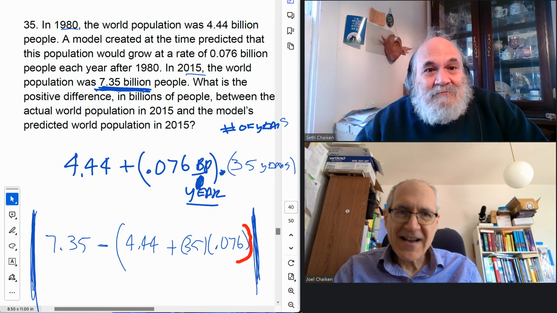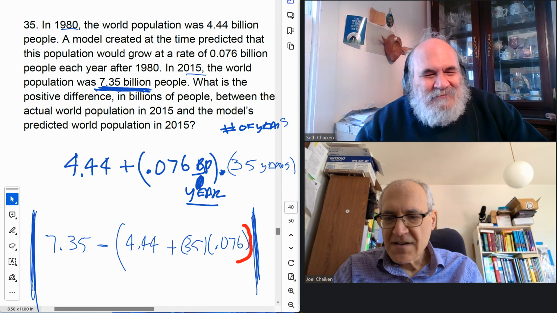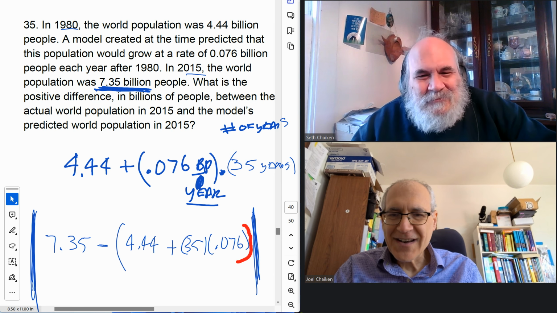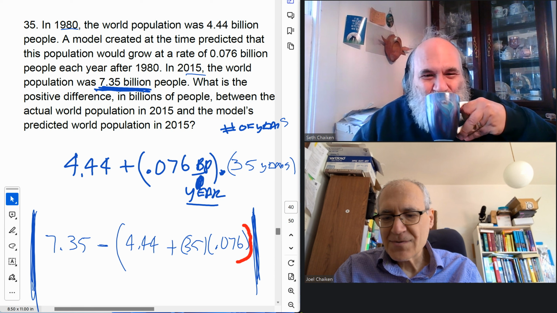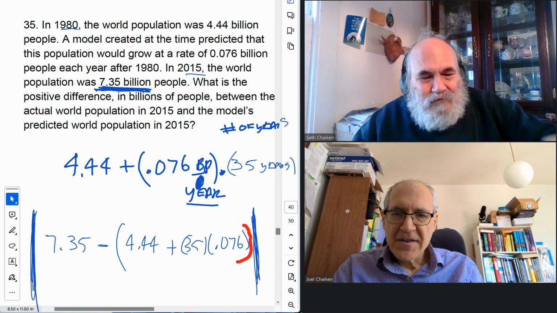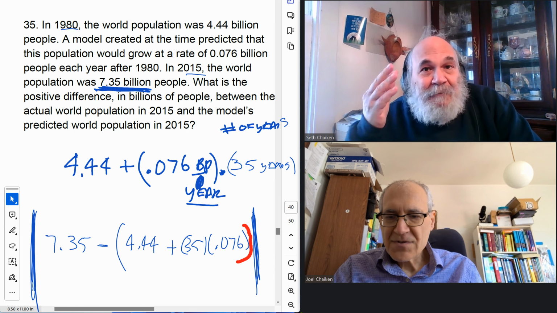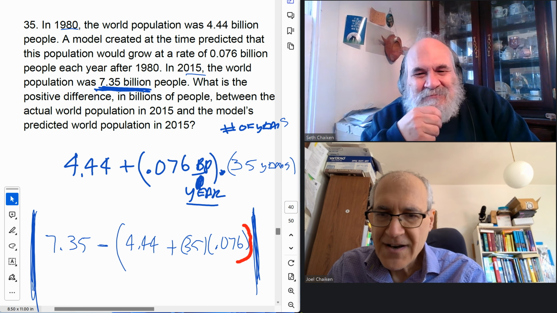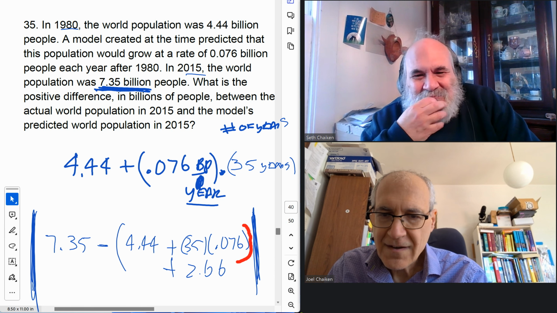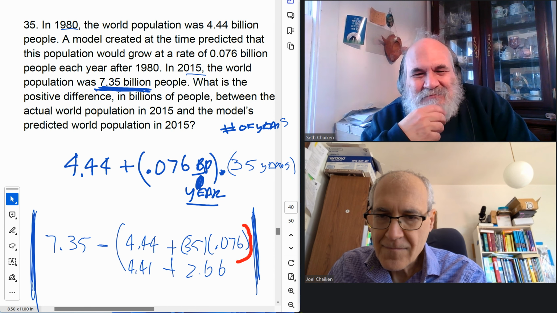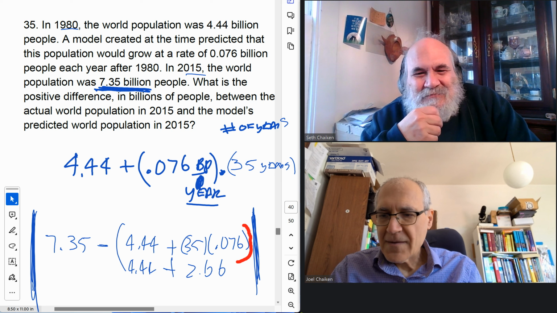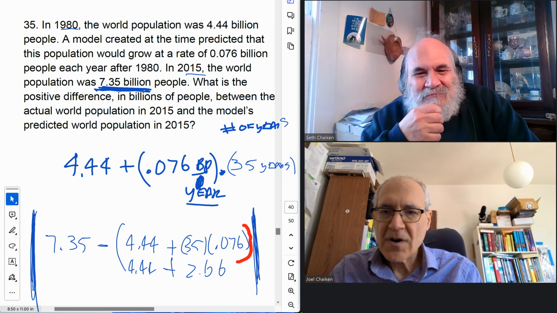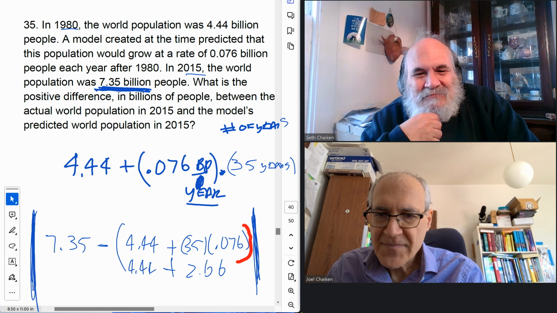So now this is a calculator question, which is nice, because they really want an answer. The only practical thing to do is to use a calculator here. They know you have a calculator, and they want you to use it. So, by the way, it went up by 2.66. So we add 4.44 to it. So it's 7.1. So this whole thing is actually 7.1.